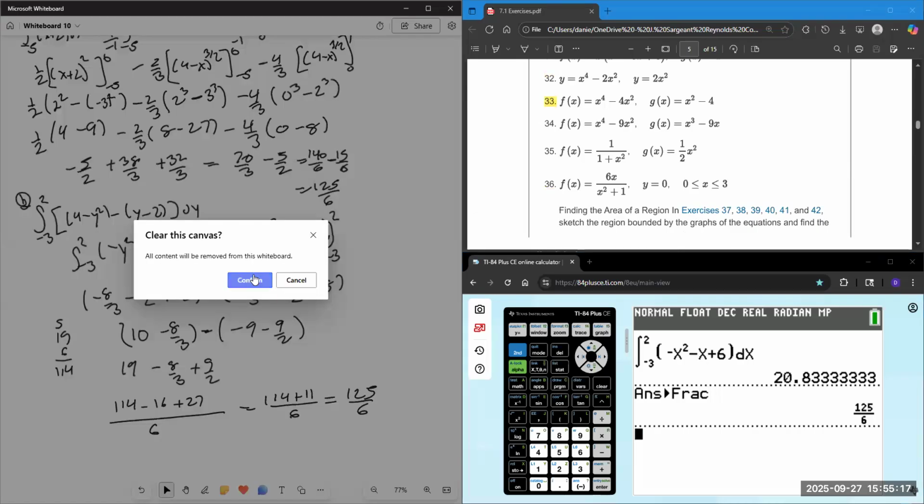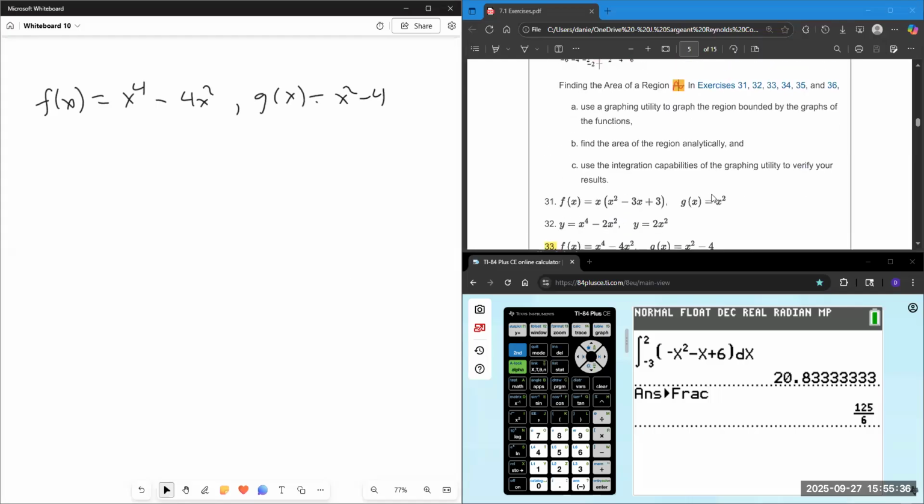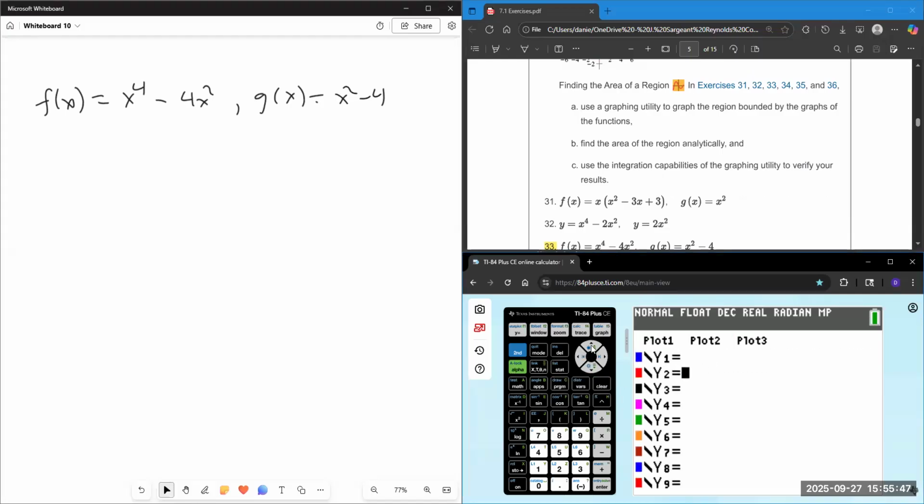Let's go ahead and look at number 33. Now, this is one where I think we're supposed to use our calculator for something. I need to look at the directions again. So 33 says use a graphing calculator to graph the region bounded by the graphs of the function. So we're going to look at it, use symmetry if we need to figure out what we're going to do.